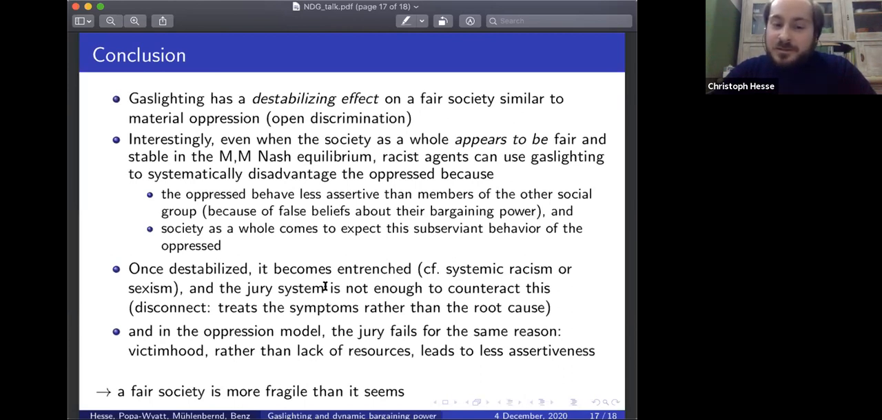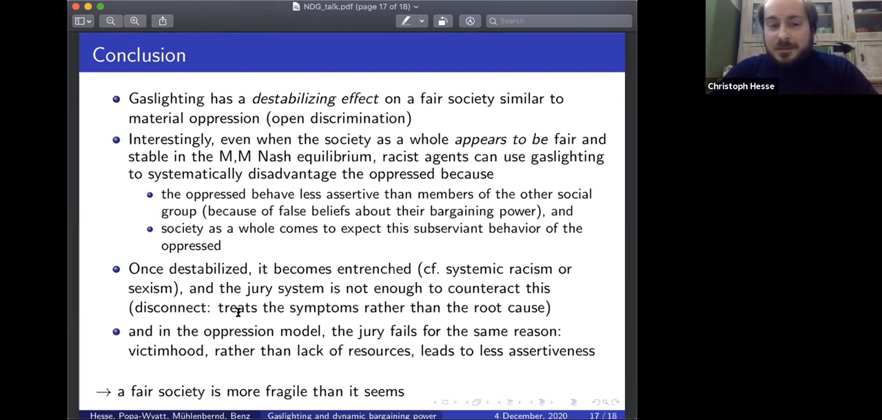So the crucial thing is how this happens in the simulations. And it's about the jury system. The jury system is not enough to counteract this because there's a disconnect between what the jury system is trying to do and what is actually the root cause of the problem. So the jury is trying to treat the symptoms rather than the root cause, right?